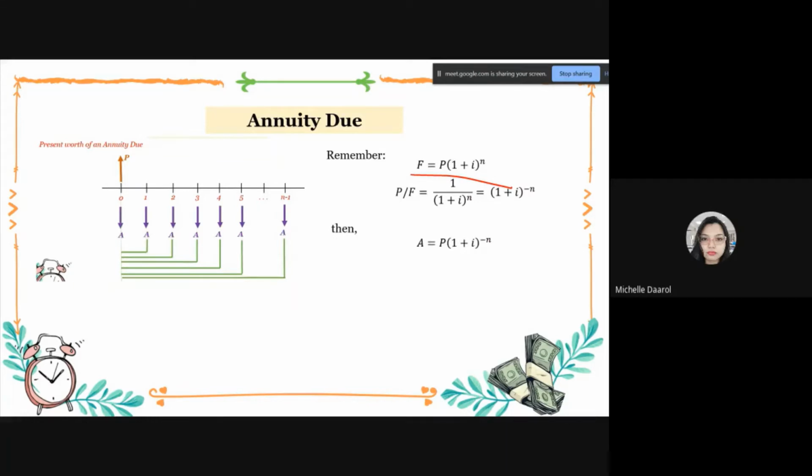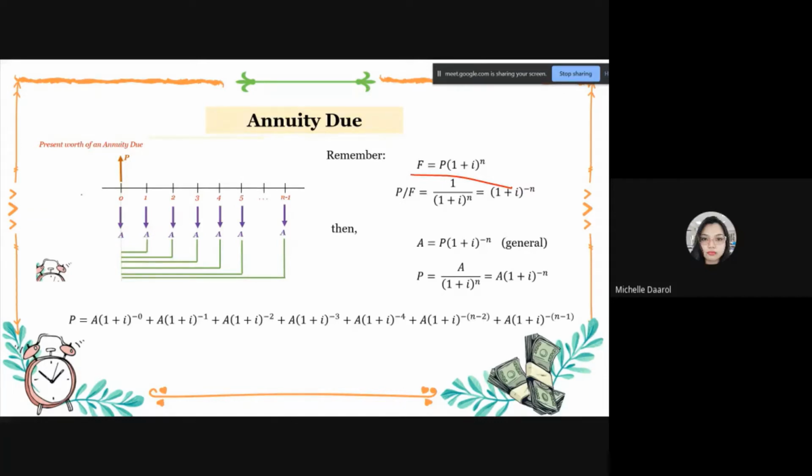Then, if we set F as A, and solve for P in terms of the annuity A, P is equal to A over 1 plus i raised to n, or equal to A times 1 plus i raised to negative n.